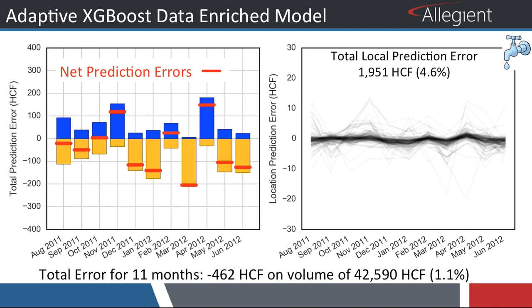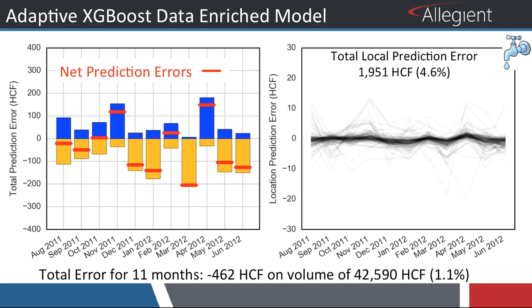The combination of both of these means that the net result of my predictions is now down to about 460 HCF under-predicted on the total volume. So I've cut my total error by about half, and my local prediction error also improved a little bit over the linear model.